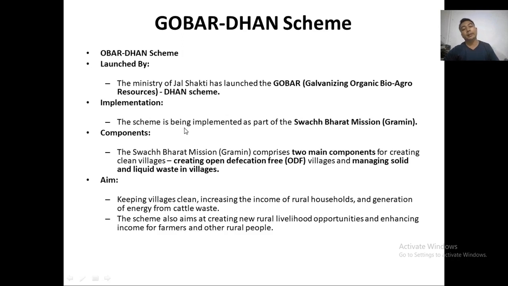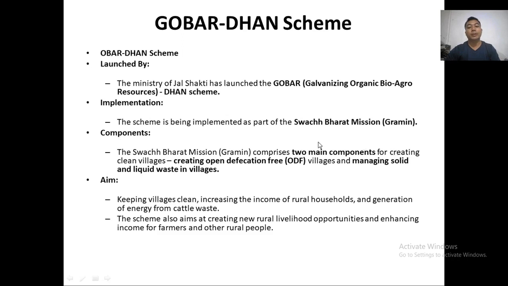So these are some of the introduction of the Gobardhan scheme. As we know, this Gobardhan scheme has been launched by the Ministry of Jal Shakti. It has been coordinated and implemented through the Ministry of Jal Shakti and the Department of Drinking Water and Sanitation. The full form of GOBAR is Galvanizing Organic Bio-Agro Resources. This scheme has been implemented as a part of the Swachh Bharat Mission Gramin.